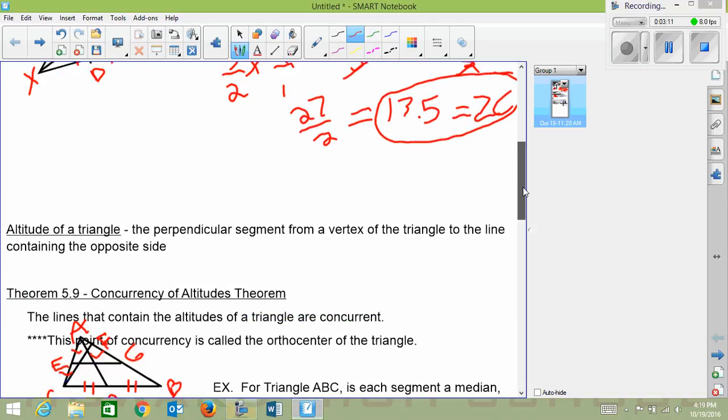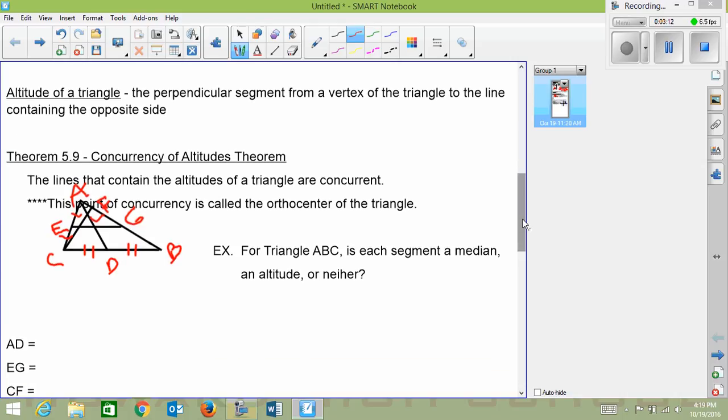Okay, so theorem 5.9 says that it's the concurrency of altitudes theorem. So the altitudes will not always go to the midpoint of the other side. It depends what kind of a triangle it is. So it's an altitude. The lines that contain the altitudes of a triangle are concurrent, meaning they will cross. So this point of concurrency is called the orthocenter of the triangle.